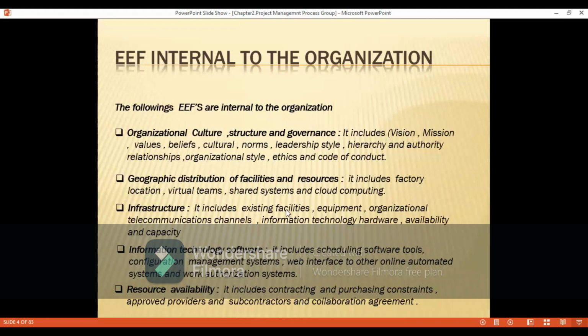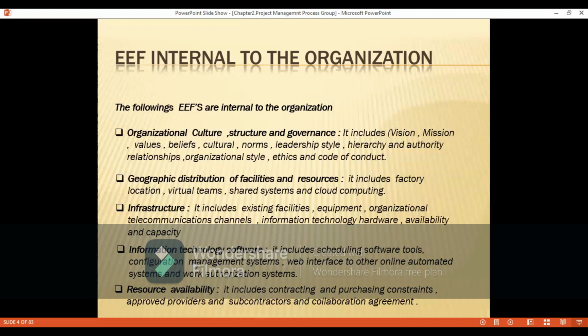Then we have other internal factors. One is geographical distribution. Is my team widespread? We try to mitigate that risk by using virtual teams, war rooms, co-location, shared systems and cloud computing, so that we can reach each other through the network. Then infrastructure: does the company I'm working with have the standard infrastructure? That means I have a network, laptops, and resources in place that can be utilized. That's very important.